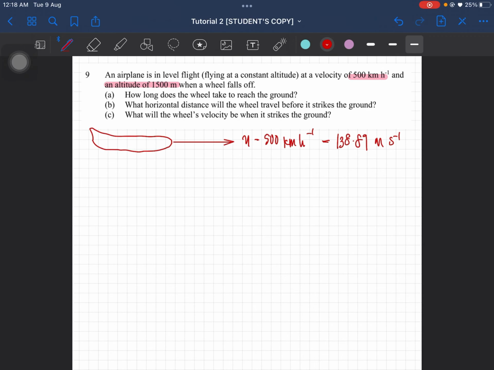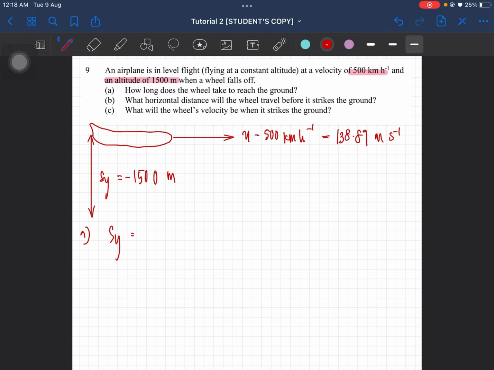Okay, so we have the altitude also. So the altitude is 1,500 meter. Okay, so will this be negative? Yes, because the wheel is what we are looking for, is what we are considering, and it is going down, so it is negative. Okay, so how long does the wheel take to reach the ground?